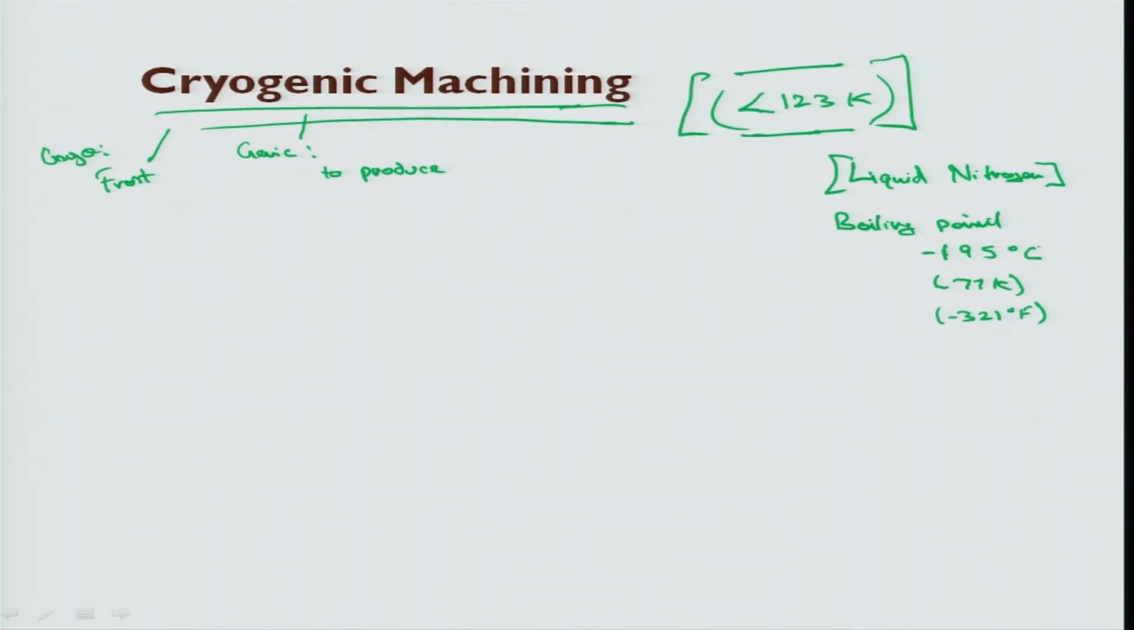So this is very cool here. The temperature is minus 195 degrees centigrade. So about 225 degrees difference of temperature is there from the room temperature. So at this temperature the machining is carried out. Liquid nitrogen is a cryogenic fluid, that is why it is used here.